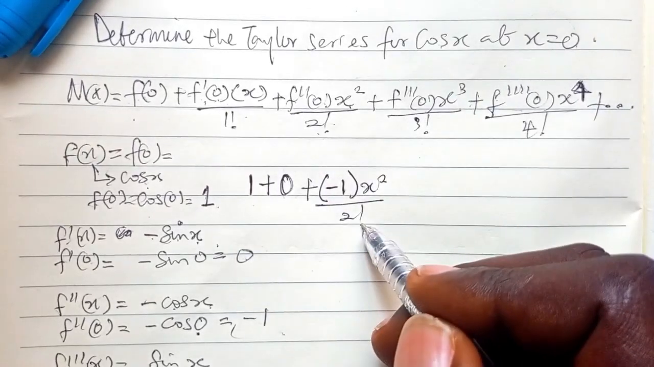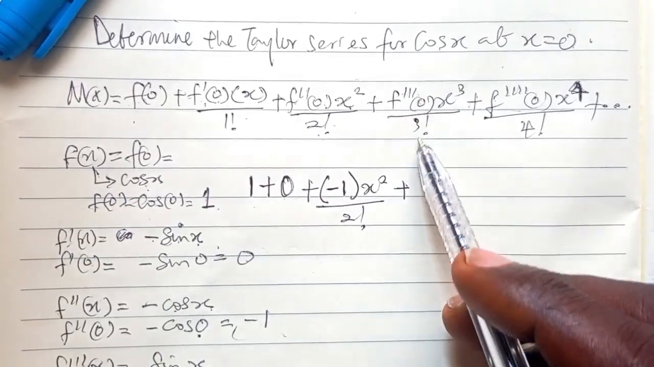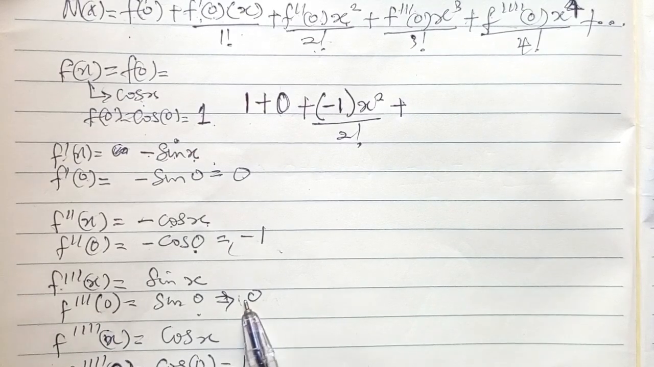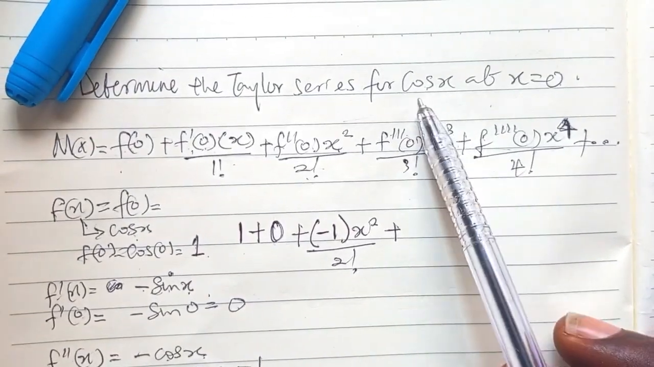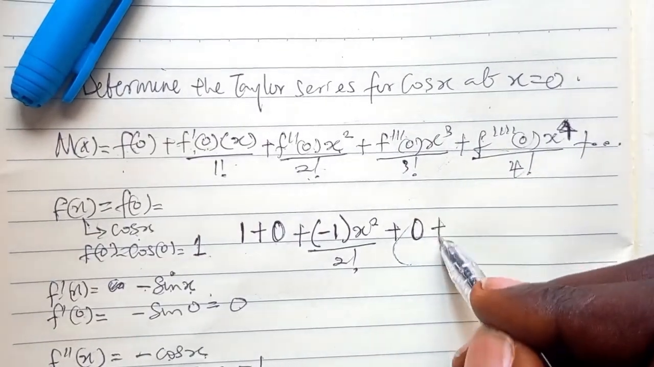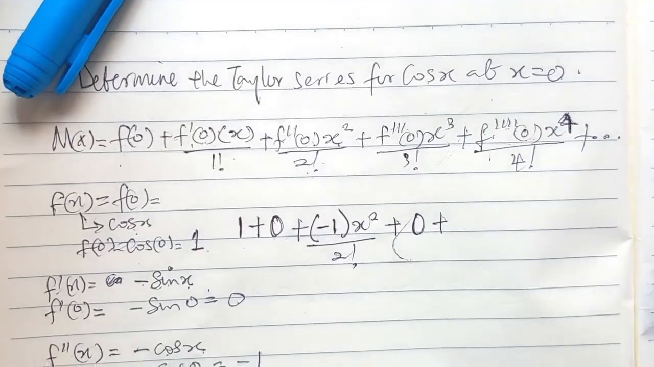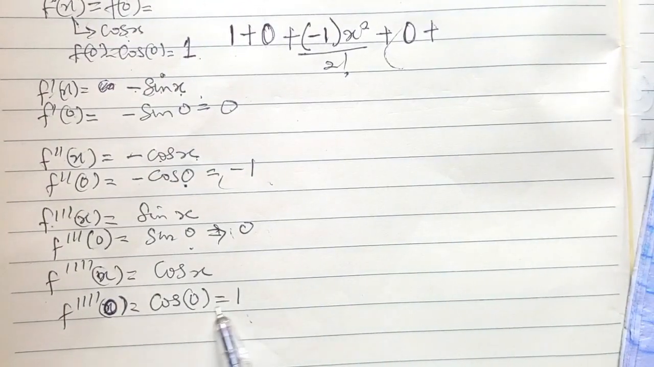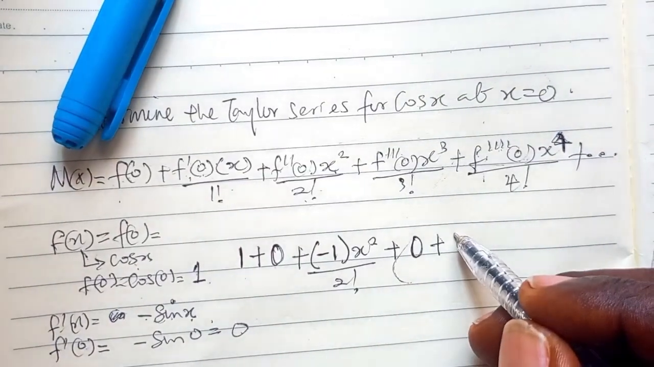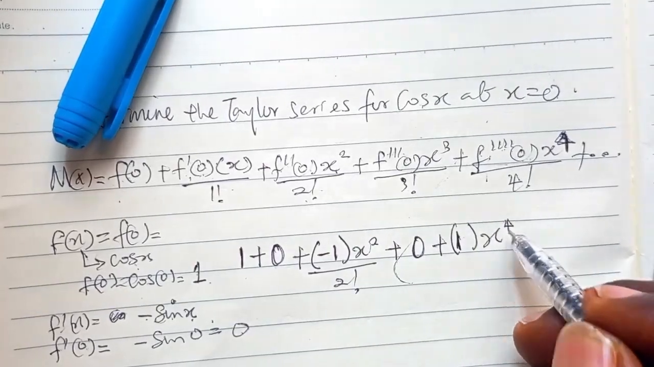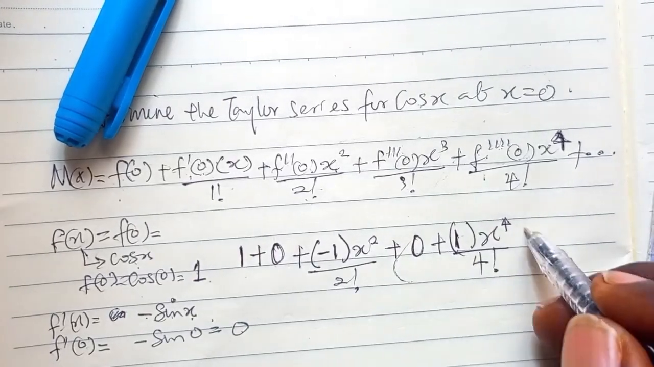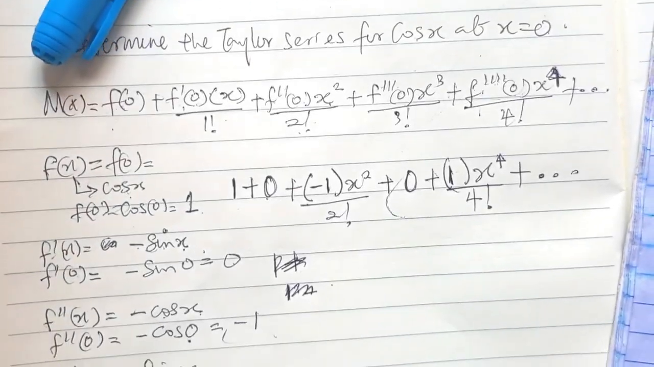divided by 2 factorial. Plus f prime prime prime of 0. Look at it here. F prime prime prime of 0 is here. It is 0. So that means I'm putting 0 here. 0 times anything is 0. So I can skip this term. Plus f prime prime prime prime, that's the one that is here, 4 times. I'll give you 1. So just come here and put 1 here. That will be 1. Then x to the power 4 divided by 4 factorial plus, so it's going like that.